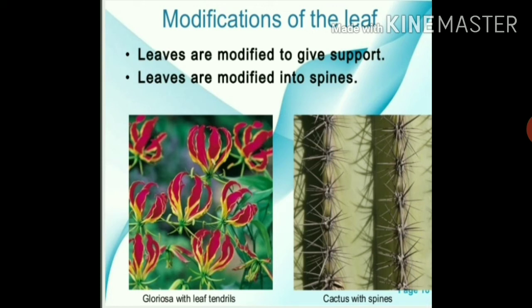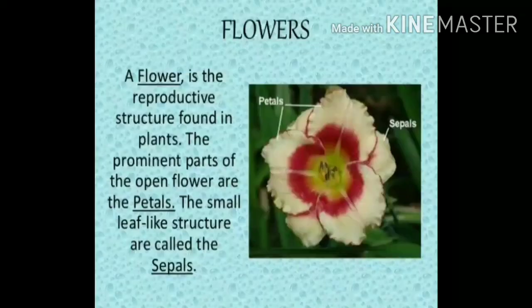So leaves of a few plants have buds that can grow into new plants through vegetative propagation. Example, bryophyllum. तो bryophyllum plant आप लोगों ने देखा होगा, उसमें जो buds होते हैं वो दोबारा से न्यू प्लांट के फॉर्म में ग्रो करते हैं. So all these are the modifications of the leaf. I hope this is clear to you.